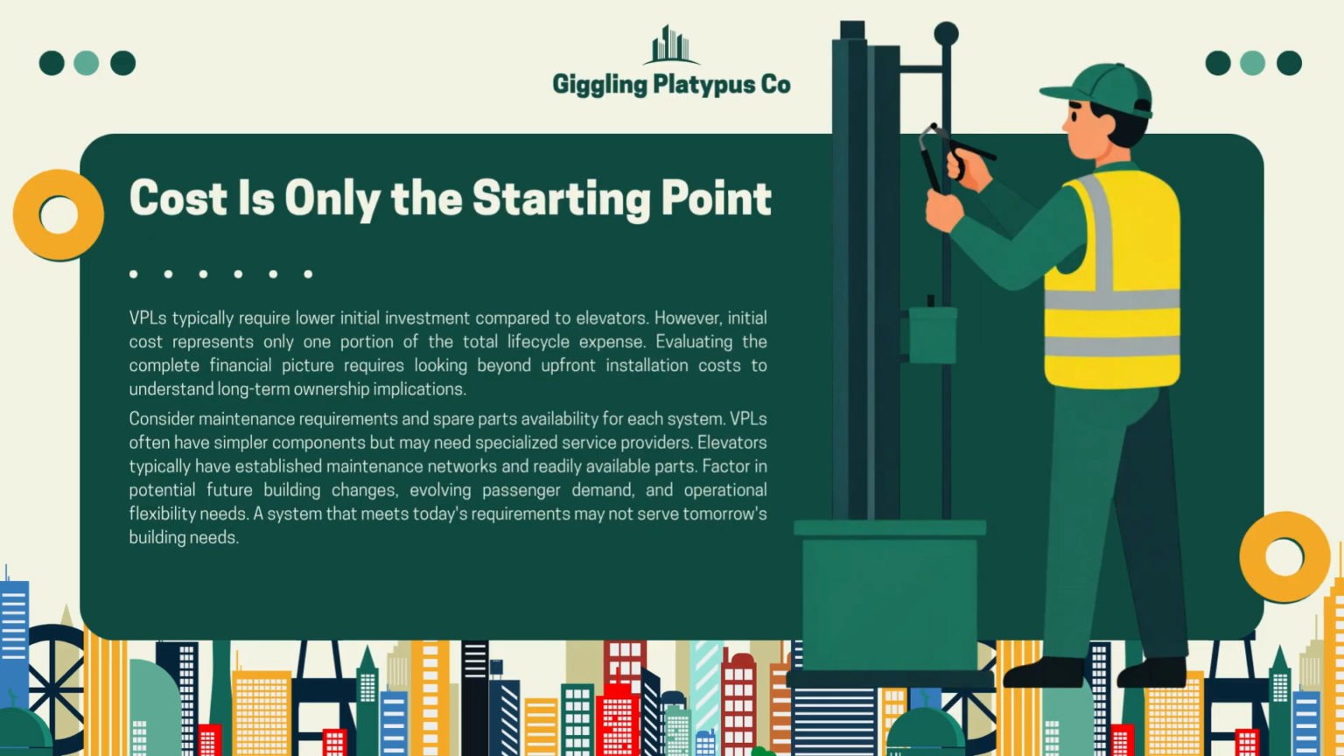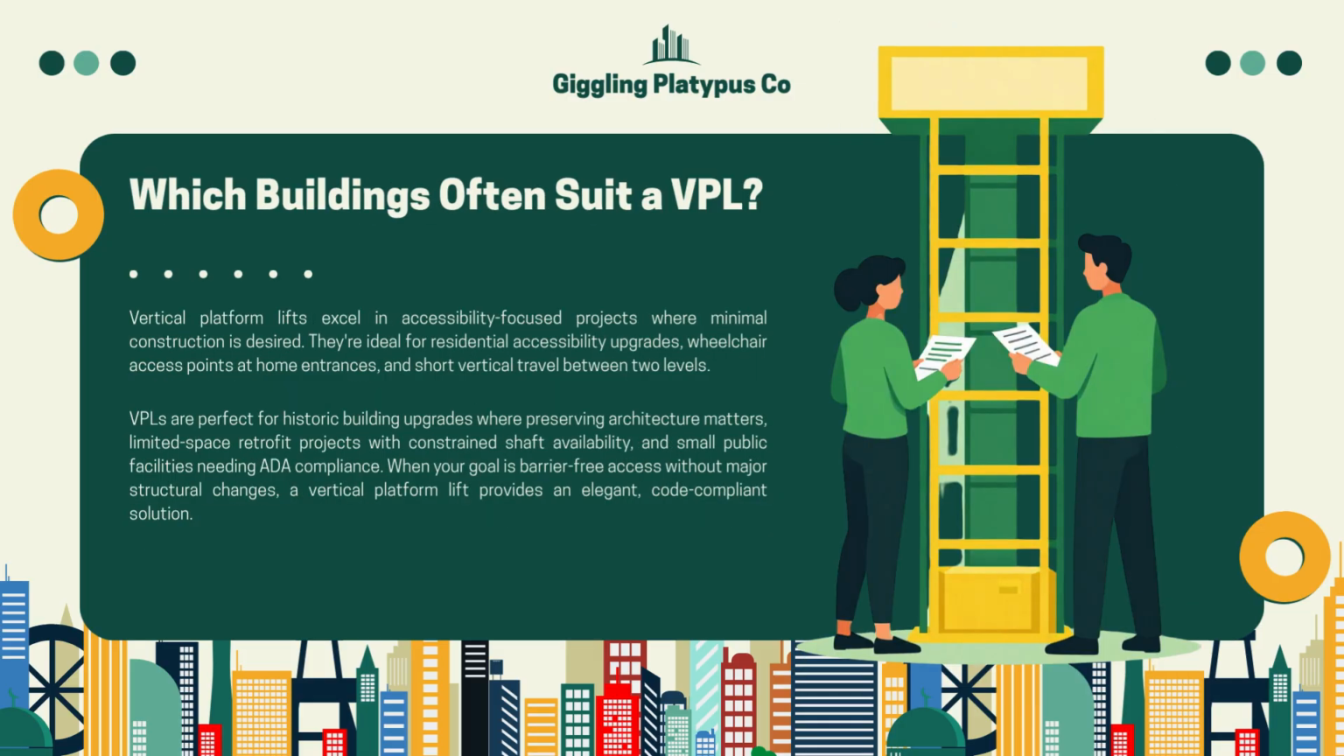Installation space and cost considerations. Installation conditions are another important factor. A vertical platform lift usually requires less space and less structural modification compared with a traditional elevator. This makes it suitable for retrofit projects, historic buildings, and locations where creating a complete elevator shaft is difficult. An elevator generally requires more complex installation work, including shaft construction, structural support, safety clearances, and additional building integration.